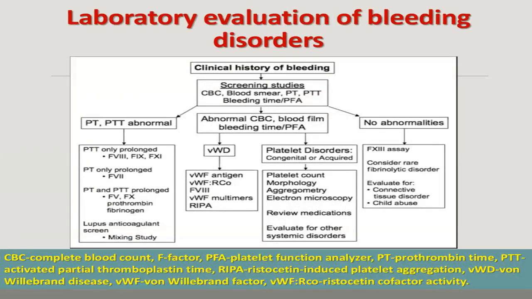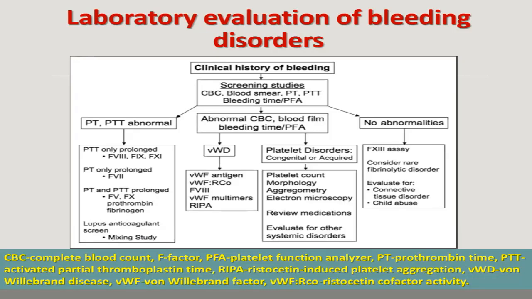In this algorithm, you can see the lab evaluation of a bleeding disorder. If there is a clinical history of bleeding, then we should do the screening tests mentioned: complete blood count, blood smear, PT, PTT, bleeding time, and the platelet function analyzer. If the PT and PTT are abnormal, and PTT only is prolonged, this indicates intrinsic pathway factors 8, 9, and 11. If only PT is prolonged, then it is factor 7. If PT and PTT are both prolonged, this is a common pathway factor: 5, 10, prothrombin, or fibrinogen.